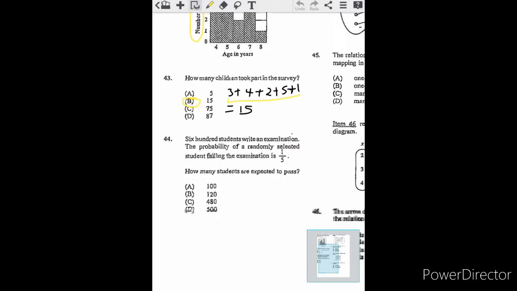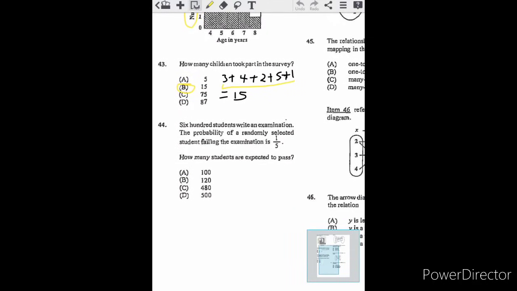Question 44. We're asked, 600 students write an examination. The probability of a randomly selected student failing the exam is 1/5. How many students are expected to pass? From the information that we've seen here, it says students failing the examination is 1/5. So we're going to find 1/5 of 600.